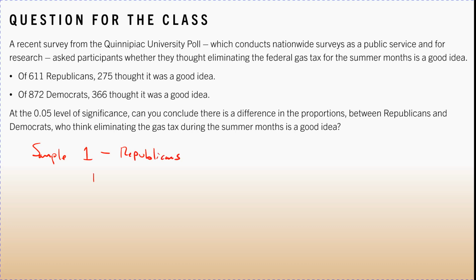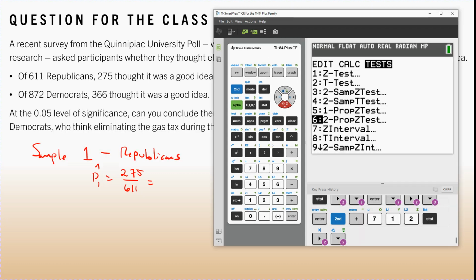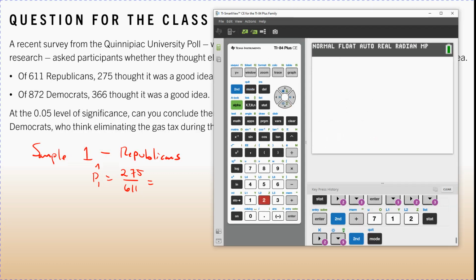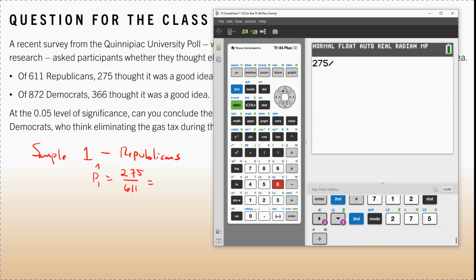And what we saw here, that their p hat sub 1, of 611 Republicans, 275 thought it was a good idea. So if you just calculate the p hat real quick, it's around 45%.